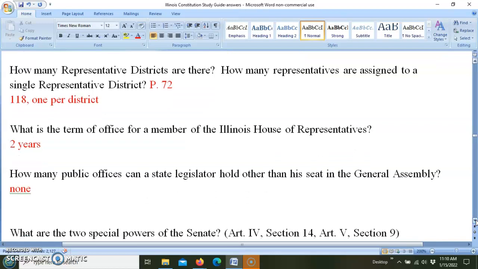How many public offices can a state legislator hold other than his seat in the General Assembly? It might have been a little bit difficult for you to find this answer, but the answer to this question is in the Constitution, and that answer is none. If you are a state legislator, that means if you're in either the Senate or the House of Representatives, you may not hold any other office in the state government.